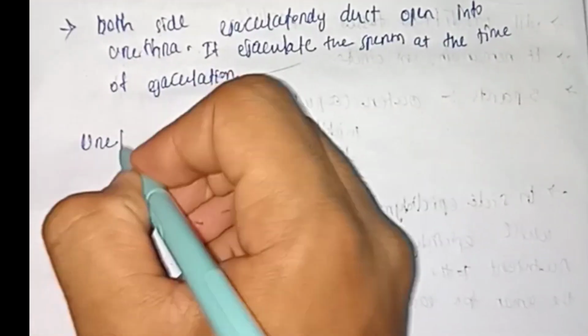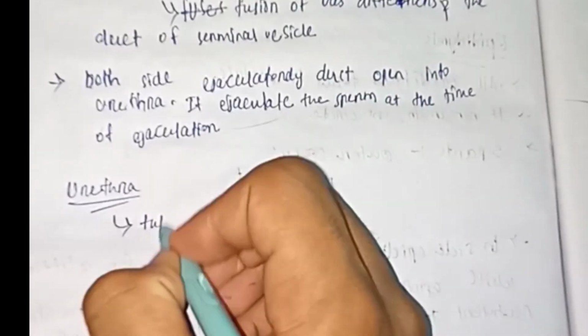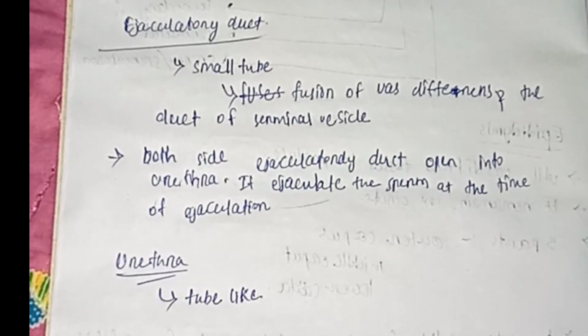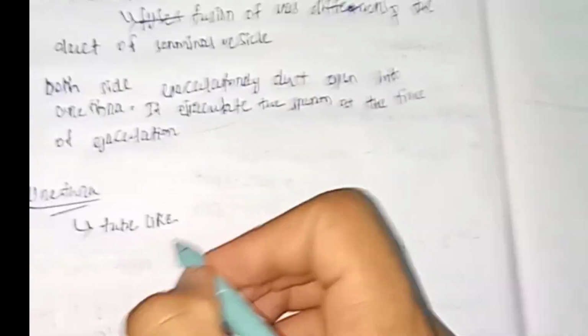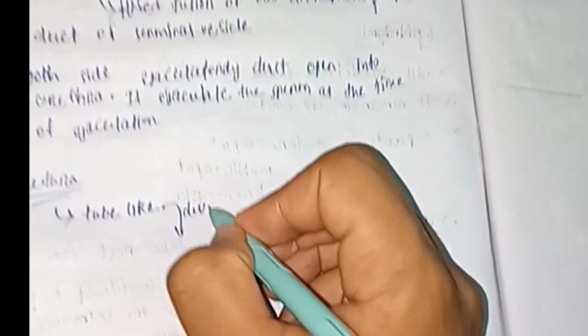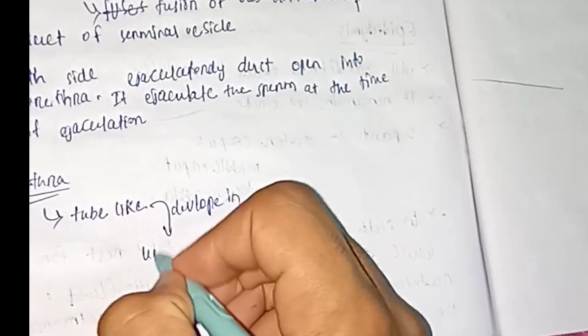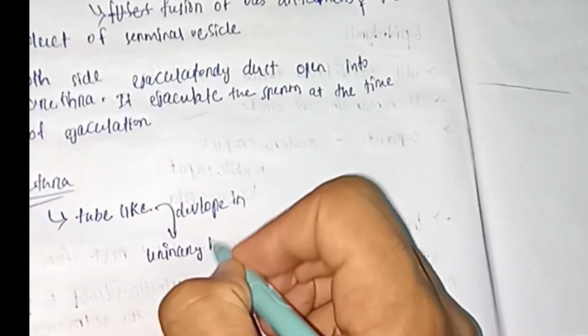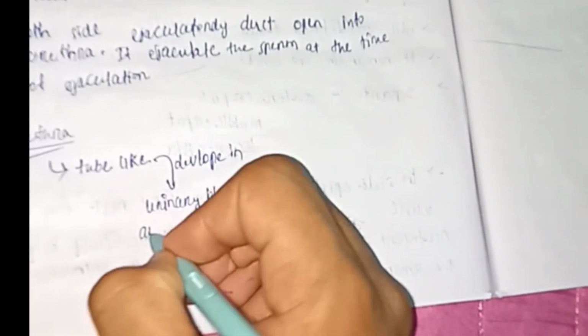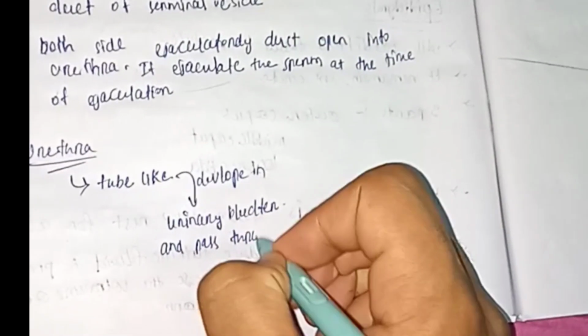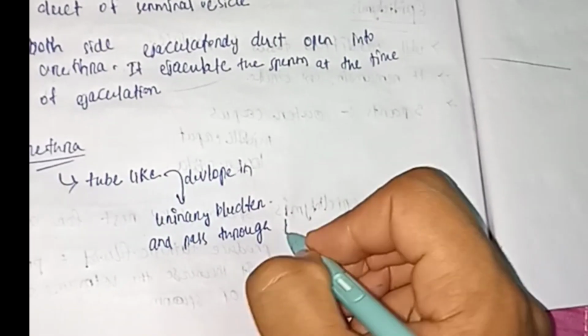Now the next topic is the urethra. The urethra is a tube-like structure, and it develops from the urinary bladder and passes through the penis.